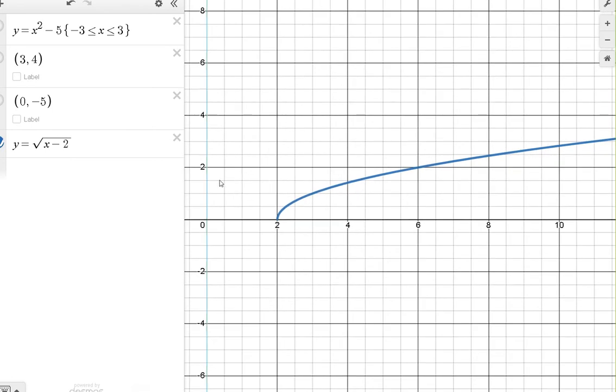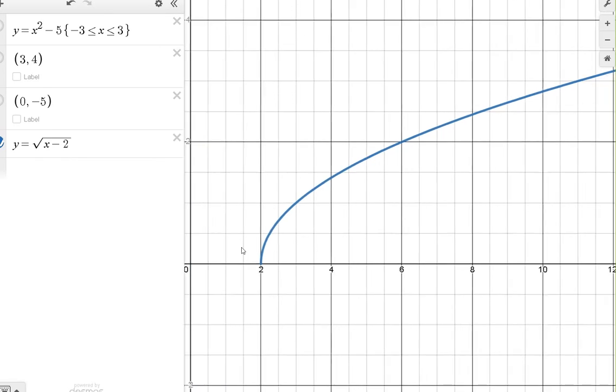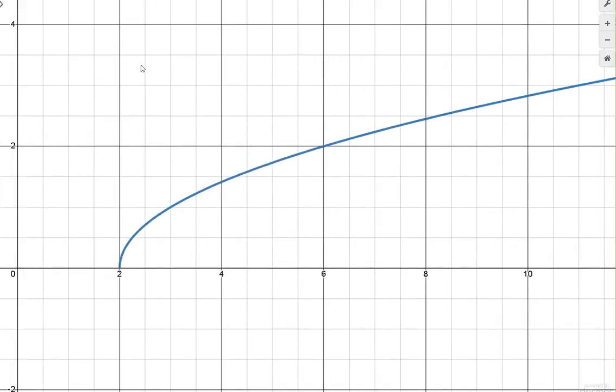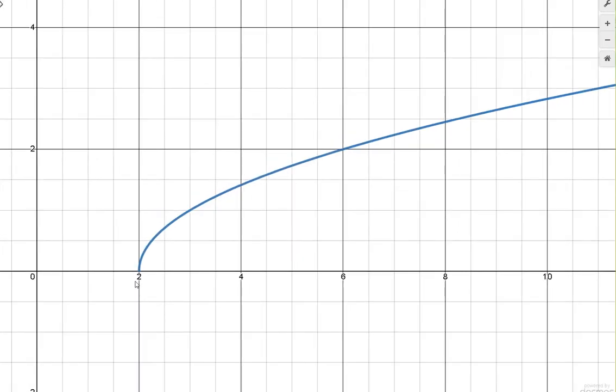Let's compare what we calculated with what we see in the graph. So are we seeing kind of the same thing? Does the domain that we're seeing visually correspond to what we calculated? Yeah. Starts at 2, goes out towards positive infinity. Nice. How about the range?